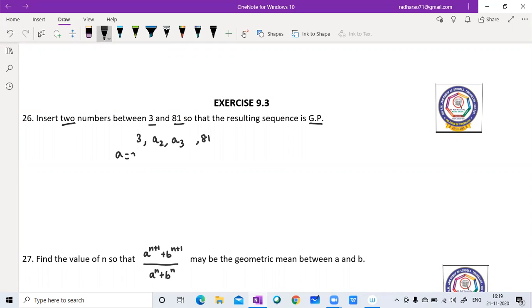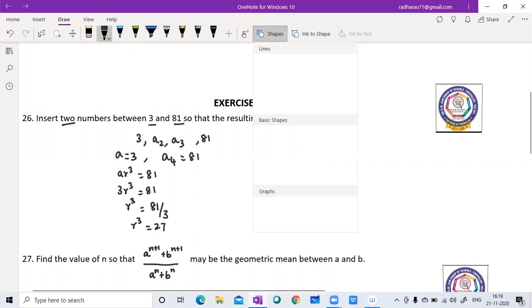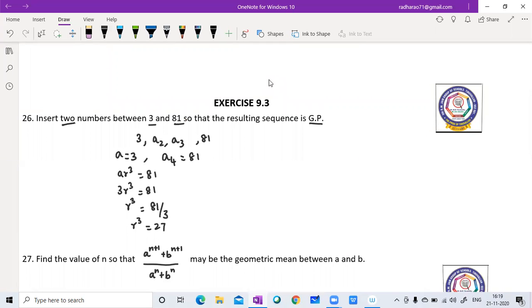So a is 3 and the fourth term is 81, that is a4 is 81. How do you write a4? a r power 3 is 81. So 3 into r cube is equal to 81. So r cube is equal to 81 by 3, so r cube is equal to 27.